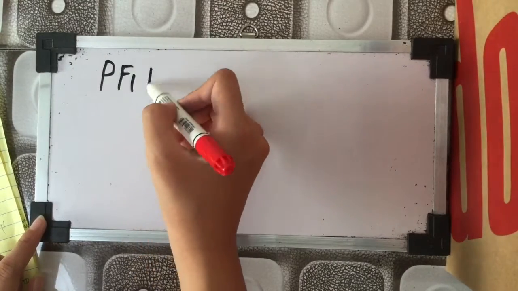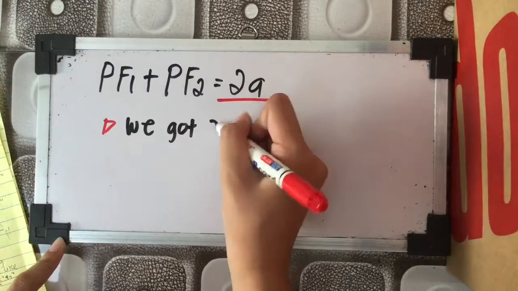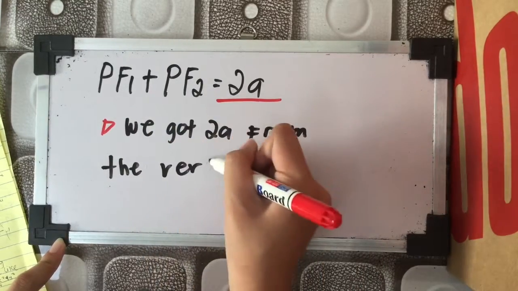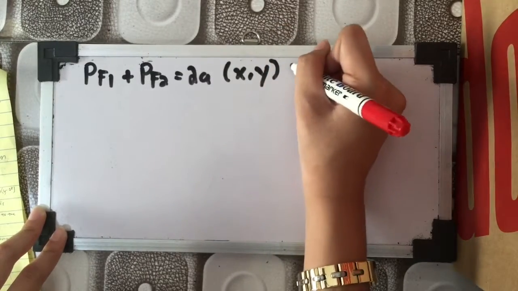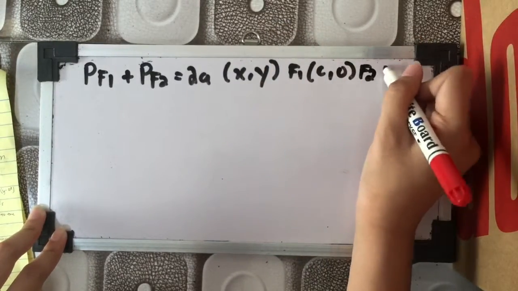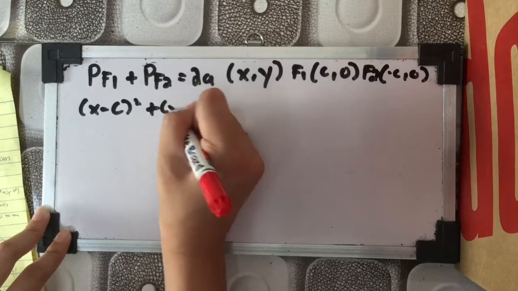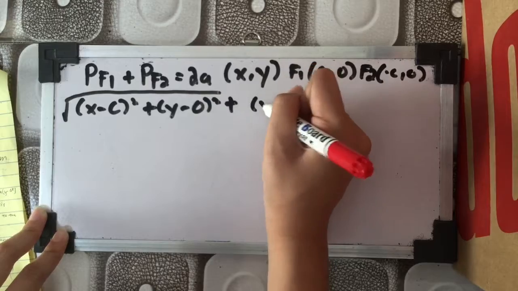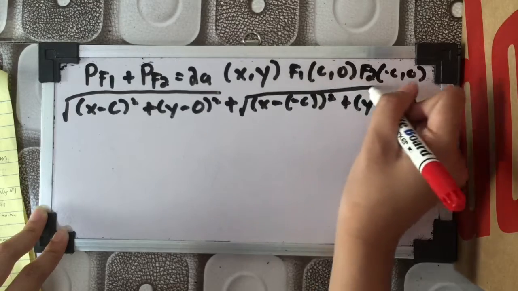To derive the standard form of an equation, we use PF1 plus PF2 is equal to 2a. So, as you can see, we got 2a from the two vertices. So, PF1 plus PF2 equals 2a. Then, F1 is (c, 0) and F2 is (negative c, 0). We should get the square root of the quantity (x minus c) squared plus the quantity (y minus 0) squared. Then we simplify the numbers inside the parentheses.